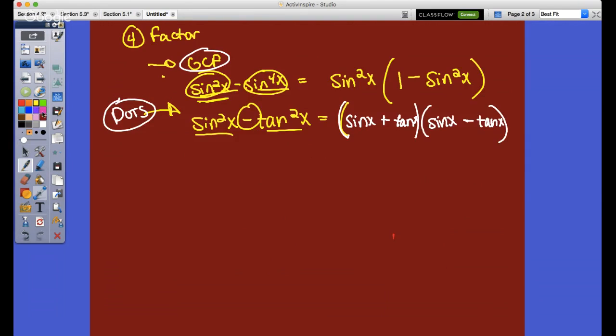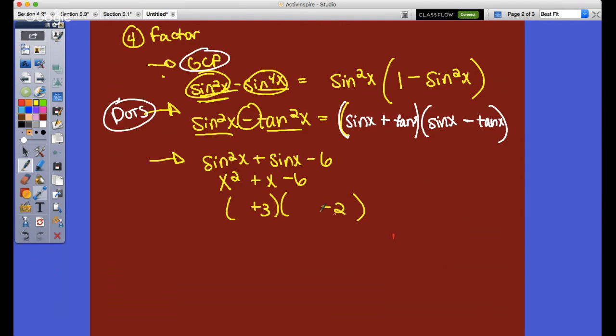Let's go to the third one. Third one's a little different again. If we had, let's say, sine squared x plus sine of x minus 6, this would be one where we'd plug x in for sine, and we would get x squared plus x minus 6. And we would say, okay, what two numbers multiplied equal -6, but when added get me 1? And that'd be plus 3 and minus 2. And then we'd put x in for each. We'd plug back in that sine of x, so we get sine of x plus 3 and sine of x minus 2. And that's how I would factor at this point.